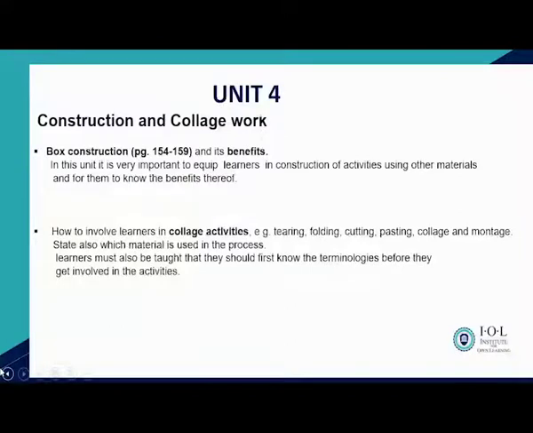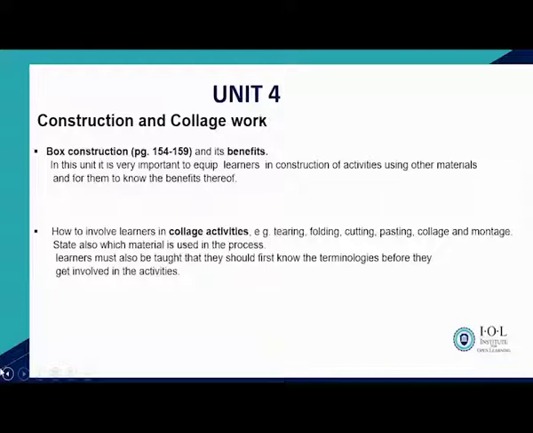In this Unit 4, it has to do with collage work. What is collage work? Construction and collage work. Box construction. Now you ask yourself, am I dealing with a box, or is it how I construct a box, or what? References are given there. Please go to the given page 154 until page 159. We talk about box construction and its benefit. What benefits are there? Why would people construct boxes?